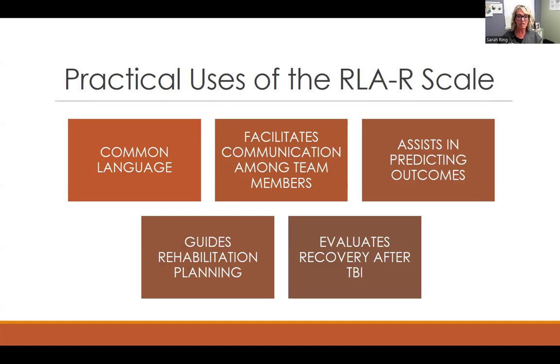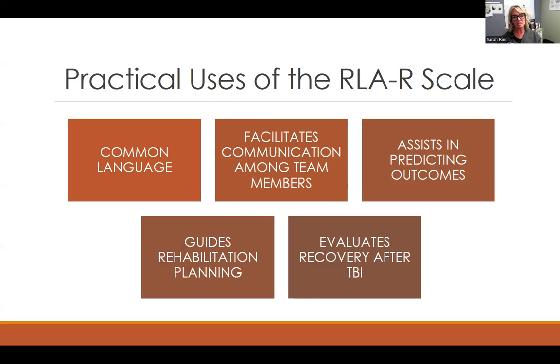Finally, this scale evaluates recovery after TBI. It allows for an individual, a survivor, to consider how far they've come, even when it's hard to remember those initial stages of recovery. The scale offers behavioral descriptions as an individual accepts and moves forward as a survivor of brain injury.